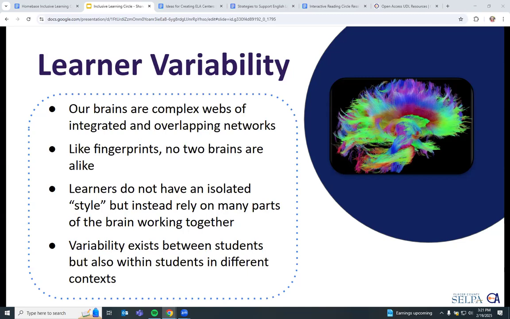The concept of neural variability is really important for educators because it reminds us that learners do not have an isolated learning style, but instead they rely on many parts of the brain working together to function within any given context. There's no single way a brain will perceive, engage with, or execute a task. Variability is not just an important consideration for thinking about differences between students, but also within students in different contexts. If you're interested in learning more about brain science related to this, we're going to provide some resources at the end for you to dig into a little bit later.